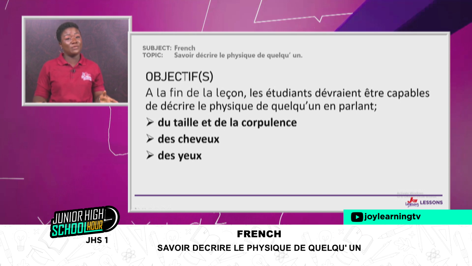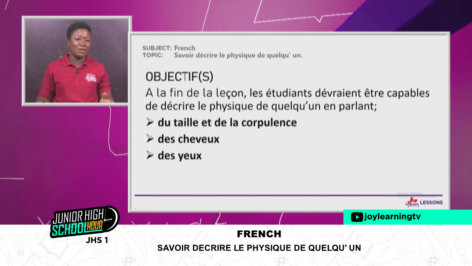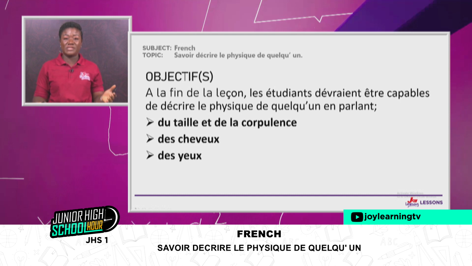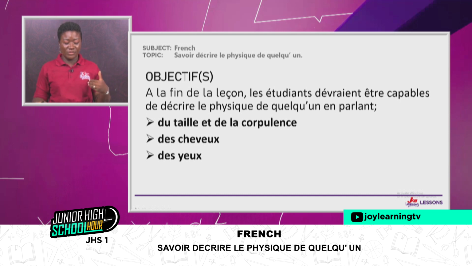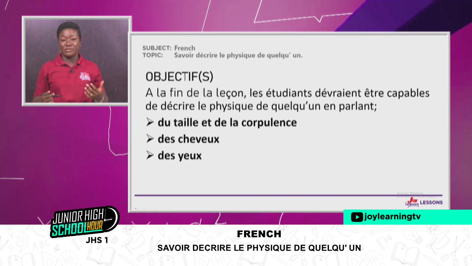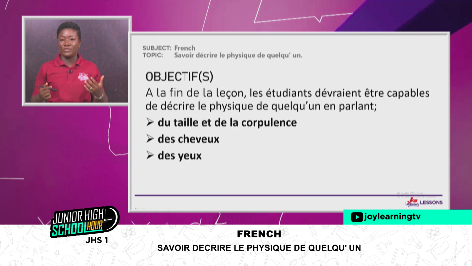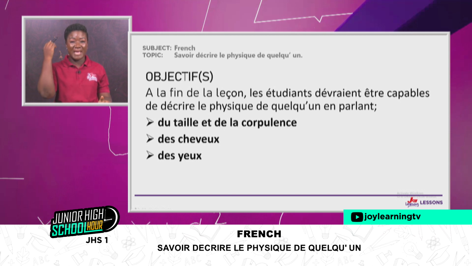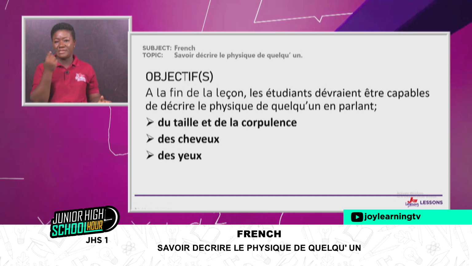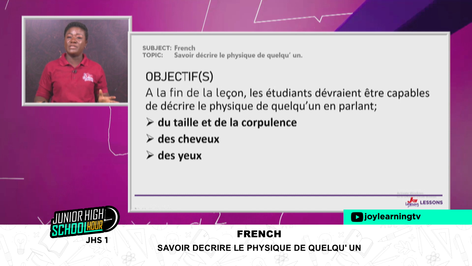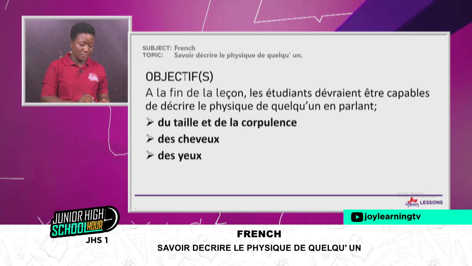So, by the end of this lesson, you, my lovely kids out there, should be able to describe someone in relation to the physical trait, that is the body size of the person, the physical structure of the person, taking into consideration the hair and then the eyes. So those are the three aspects of the physical body we will be looking at.